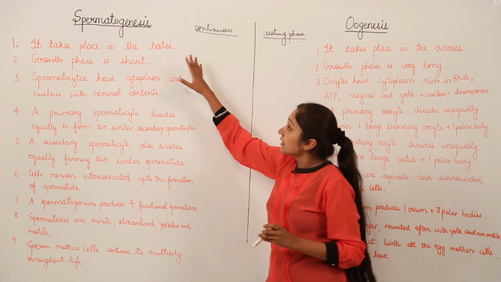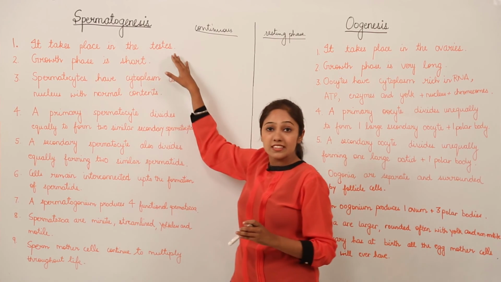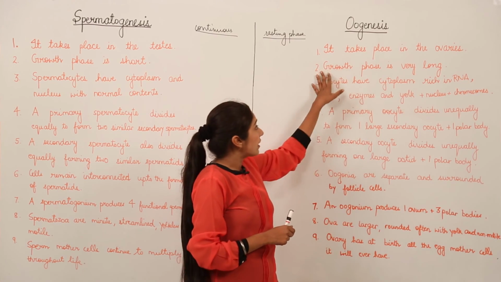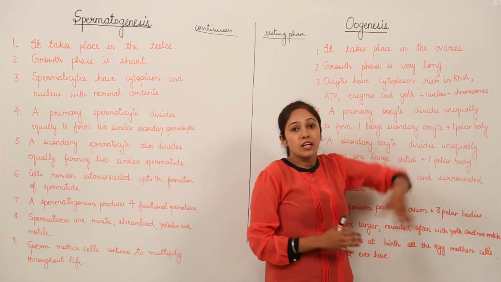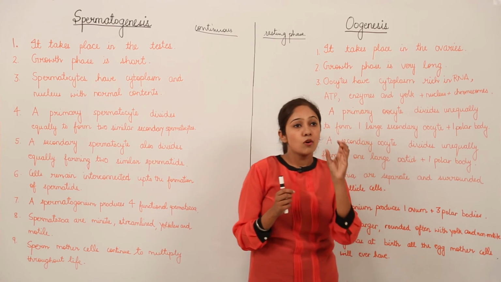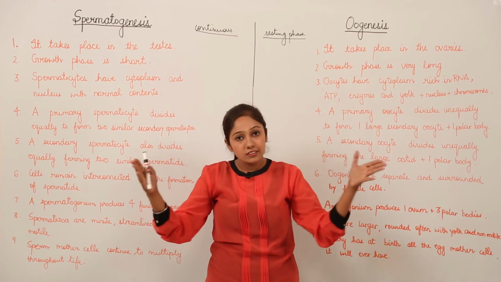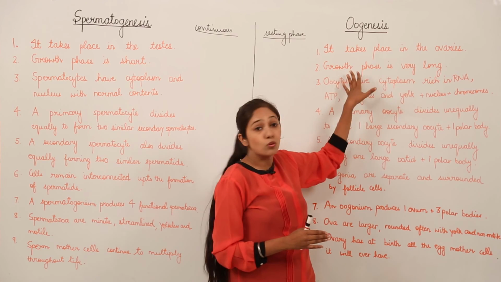Next, the growth phase in spermatogenesis is short, but the growth phase in oogenesis is very long. It can take from a few days even to many years. So it has a longer growth phase.